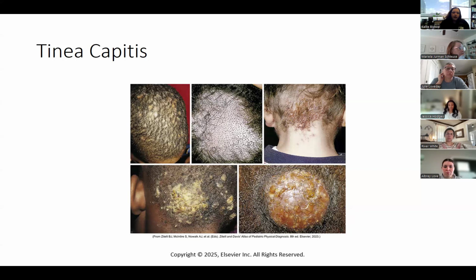Tinea tends to, the first question I always ask if they have a tinea on their scalp is, where do they get their hair cut? Do they use clippers and how recently? Because it tends to come from barbershops, on boys especially.